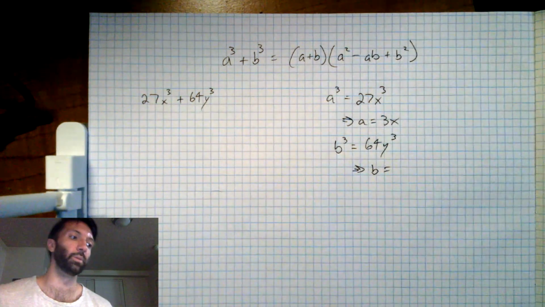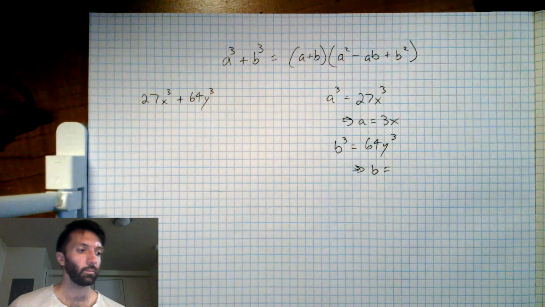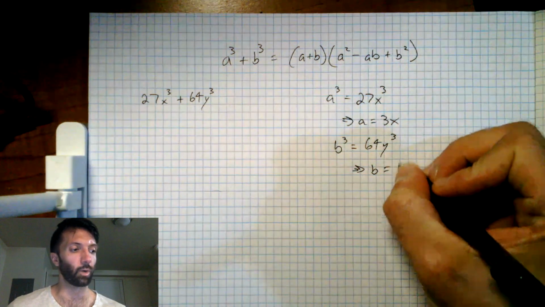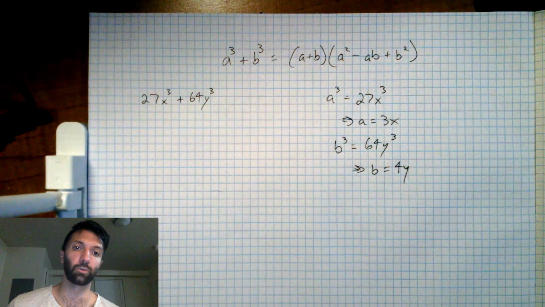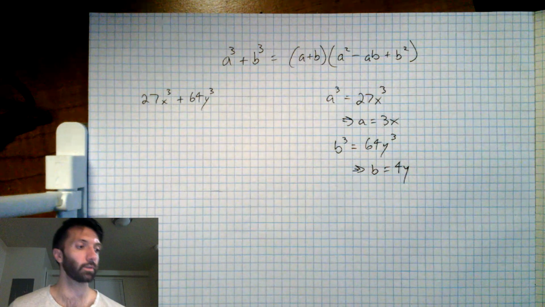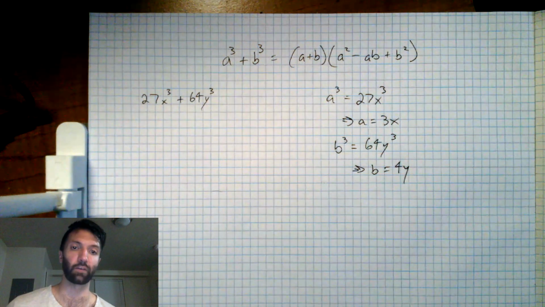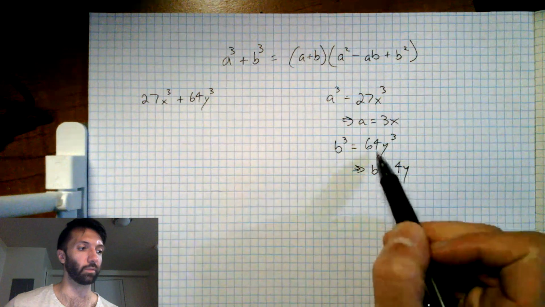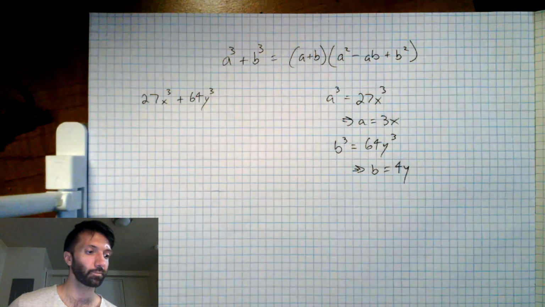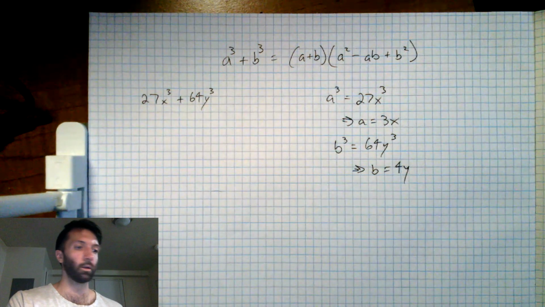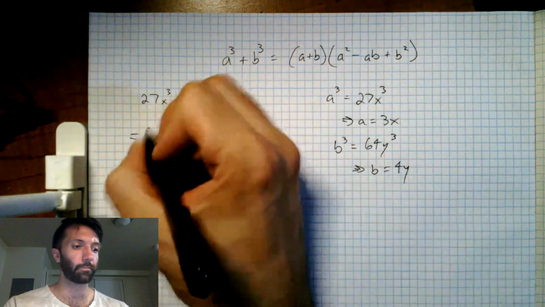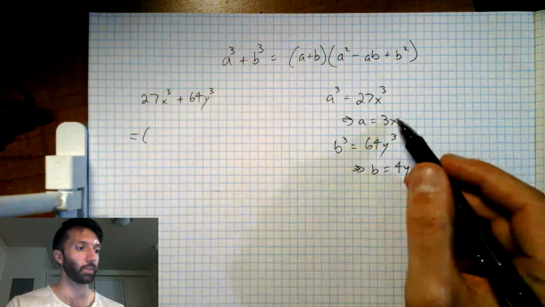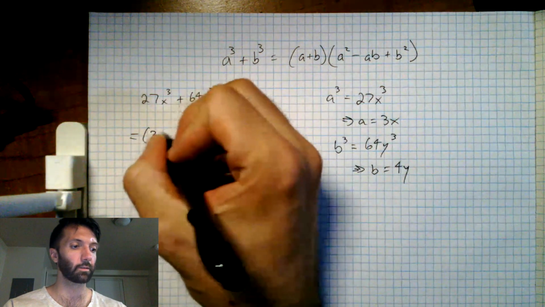And so what would b have to be? In this case that's going to be 4y, because 4 times 4 times 4 is 64, and y times y times y is y cubed. So 4y times itself and then times itself again will give me the 64y cubed. Okay. Now we're going to factor this out a bit more explicitly. So a plus b, that's going to be 3x plus 4y.